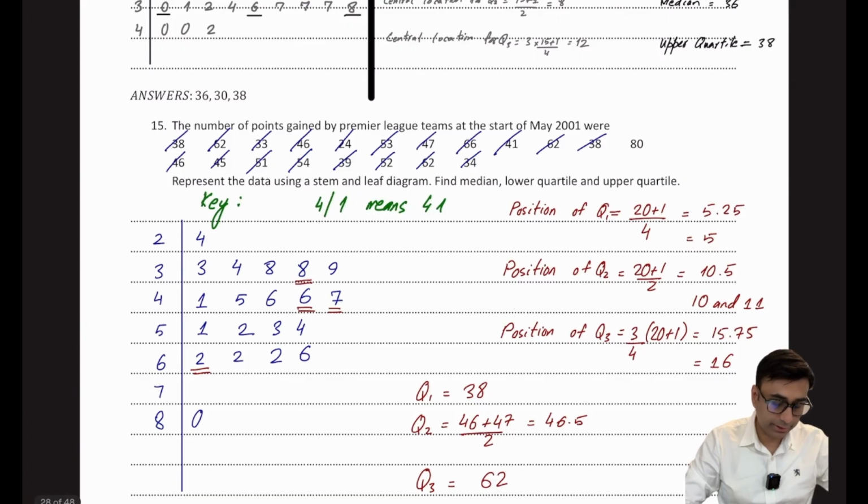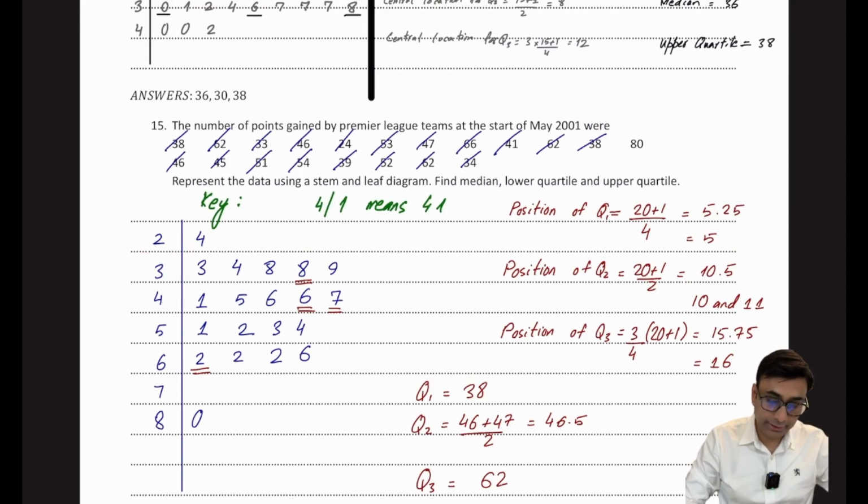Moving on with another example, you have another set of data. You can see that it's ranging from the 20s to the 80s, so you can set up a key somewhat like this: 4|1 means 41. And then you can start organizing your data. If there's only one number in the 20s, that's 24, so you write 4 in the stem of 2 to represent 24.